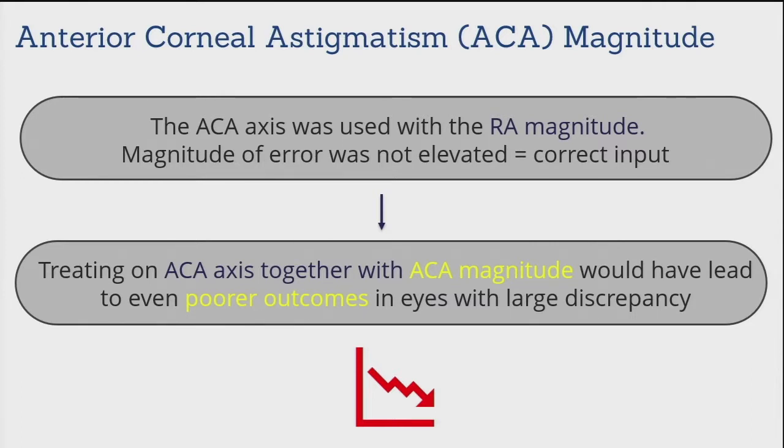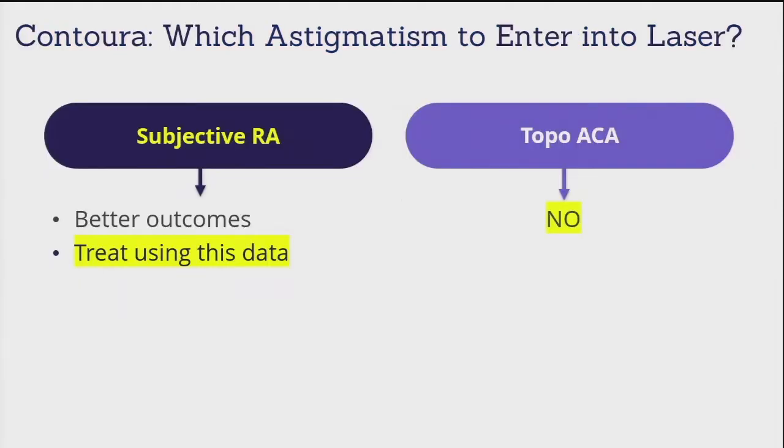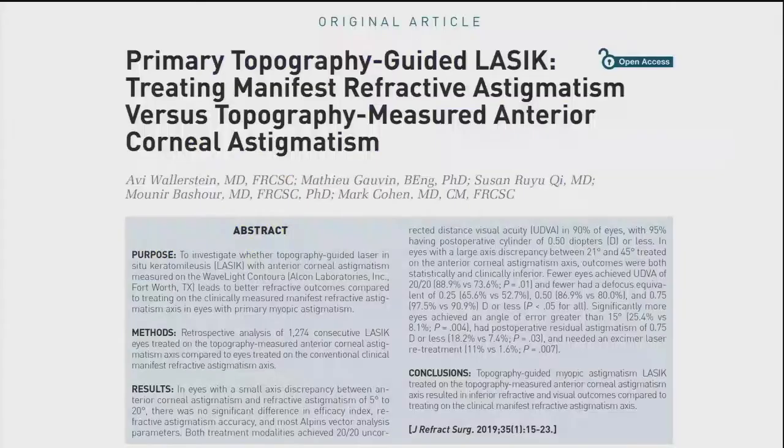Treating on ACA axis and also ACA magnitude would have led to even poorer outcomes because it would not account for posterior corneal astigmatism. So the answer is scientifically clear. Treat the subjective refractive astigmatism. Now, this was our published study in JRS.